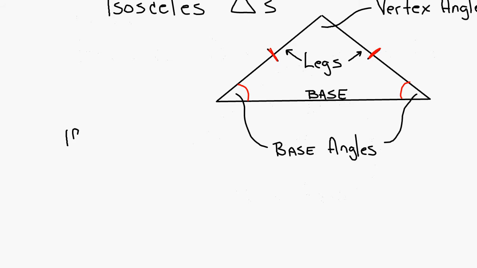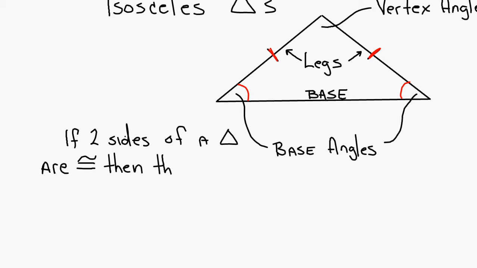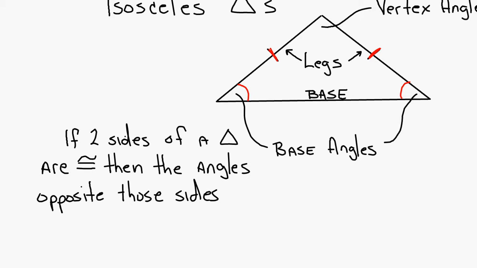If two sides of a triangle are congruent, then the angles opposite those sides are congruent. Again, if these two sides are congruent to each other in an isosceles triangle, then the angles opposite those sides, this angle and this angle, those two angles are congruent to each other.